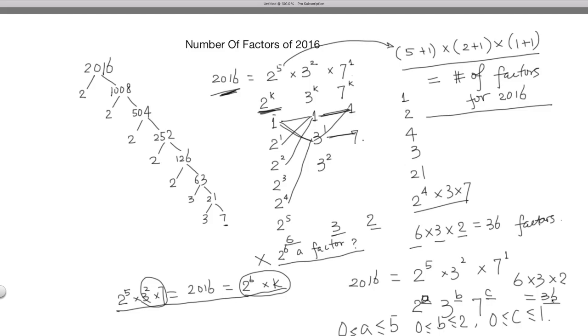In the next lecture, we're going to talk about the number of factors in its general form, and we're going to derive it in a more formal way.